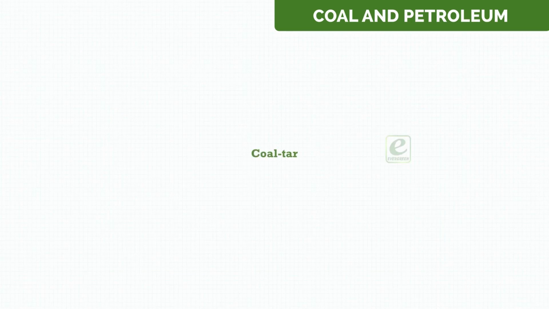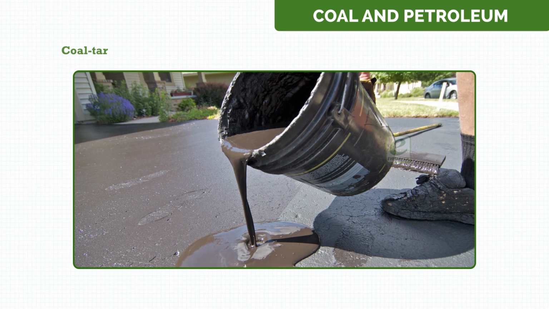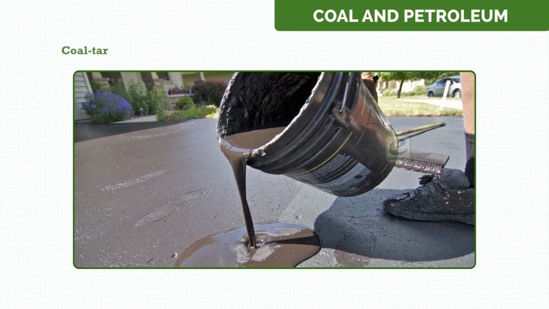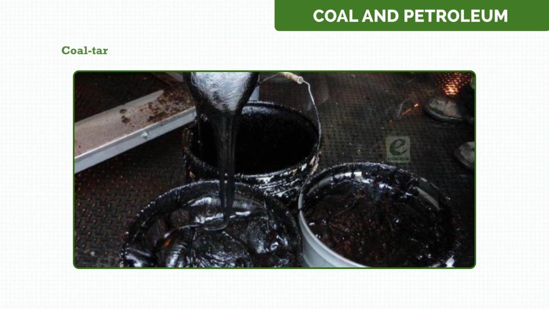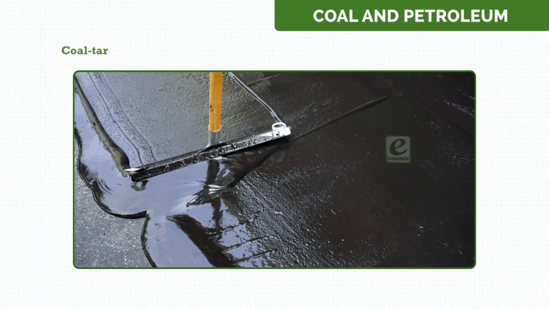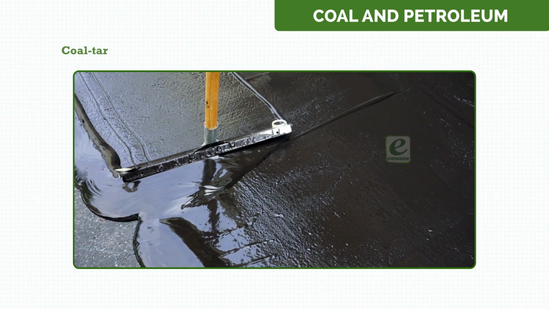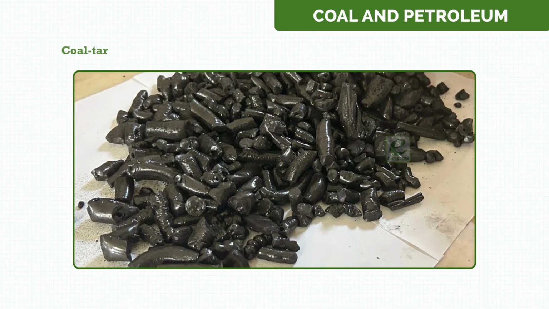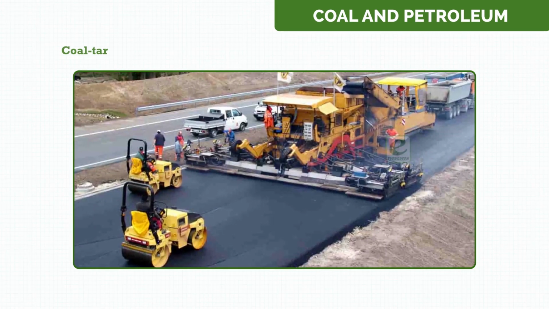Coal tar. It is a black, oily material resulting from the destructive distillation of coal. Further distillation of coal tar yields a number of fractions such as light oil, middle oil, heavy oil, etc. And the residue is called pitch, which is used on the surface of metalled roads.